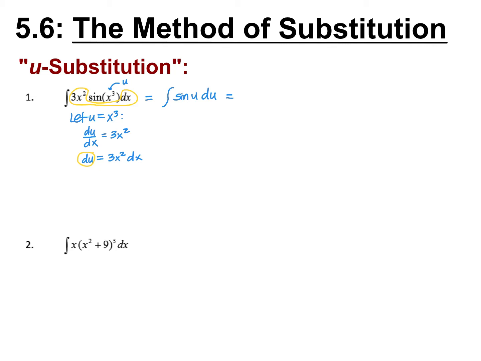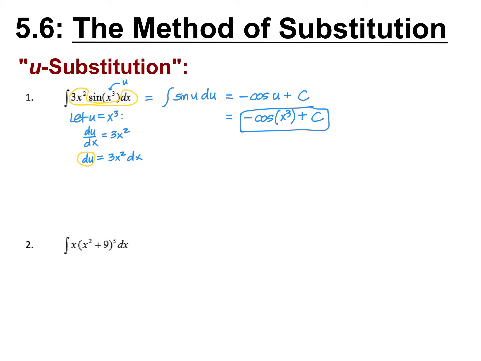Well, the antiderivative of sine u is negative cosine u, and it's an indefinite integral, so we have to add plus c. Finally, we want our final answer to be in terms of x, so we reverse substitute the u with x cubed, and so here is our answer. Okay, let's continue with number 2.